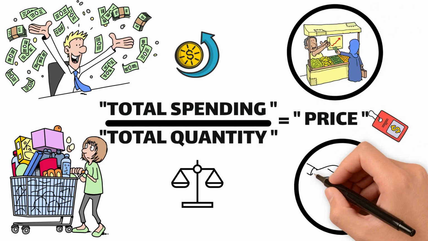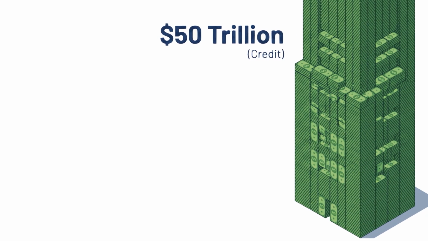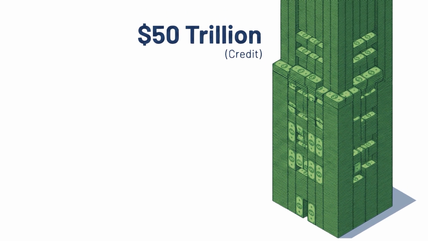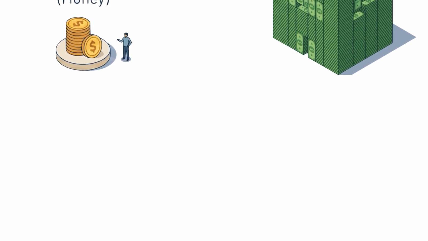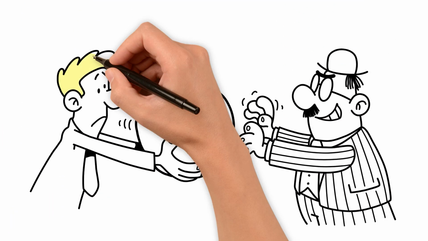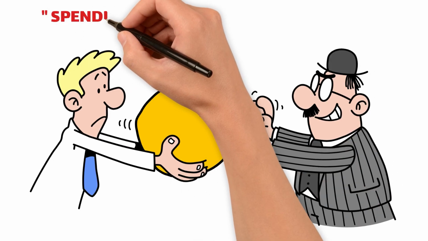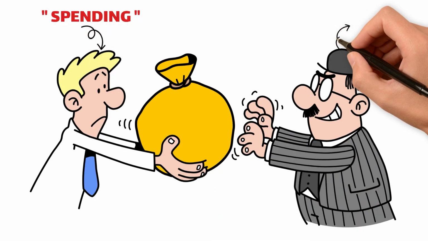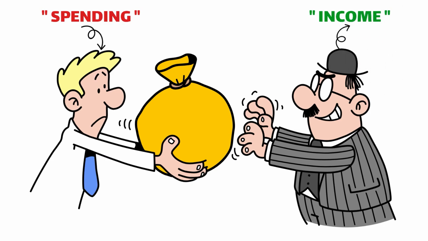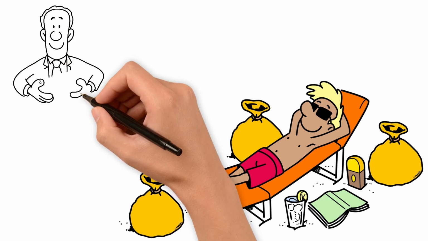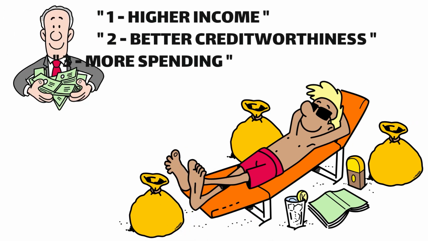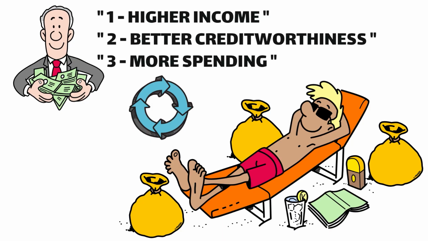The biggest component of this spending isn't cash, it's credit. In the US, for example, the total amount of credit is roughly $50 trillion, while total money is only about $3 trillion. Credit is the most volatile part of the machine. When you buy something on credit, you are creating spending. And because one person's spending is another person's income, this drives the economy forward. When someone earns more, lenders are more willing to lend to them, which creates a self-reinforcing cycle of borrowing, spending, and earning.